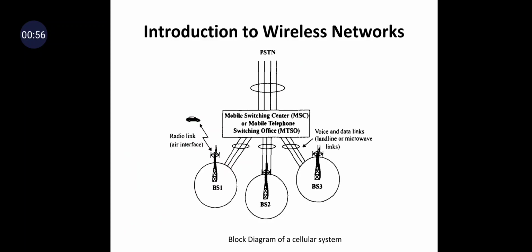So this is the block diagram of a cellular system. In a cellular system, we have two main parts. One is the base station, denoted by BS, and the second one is the mobile switching center or mobile telephone switching office. In short, it is represented by MSC or MTSO. And there is a radio link or air interface between the base station and the mobile user. And there is a connection between the base station and the MSC.